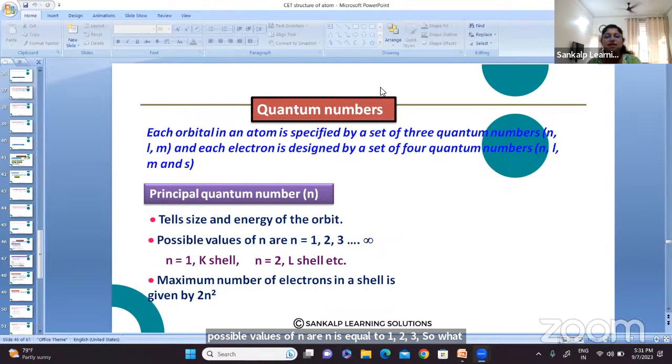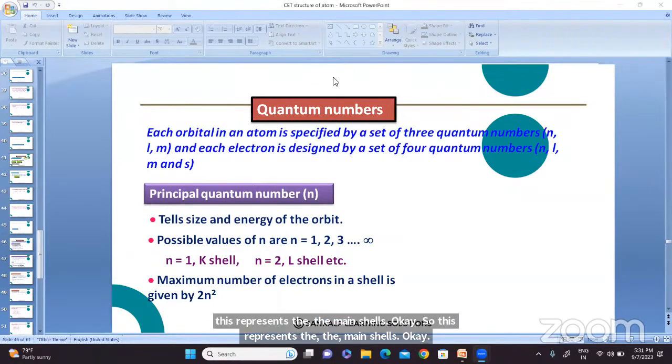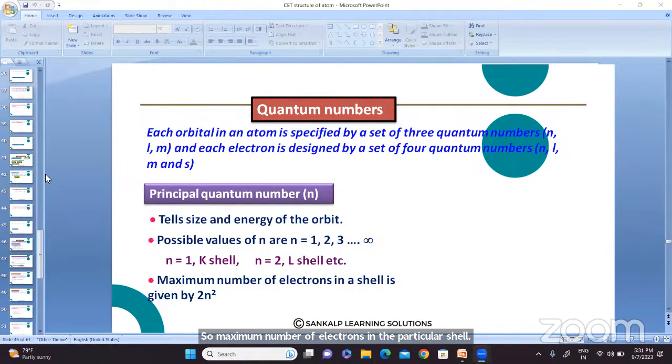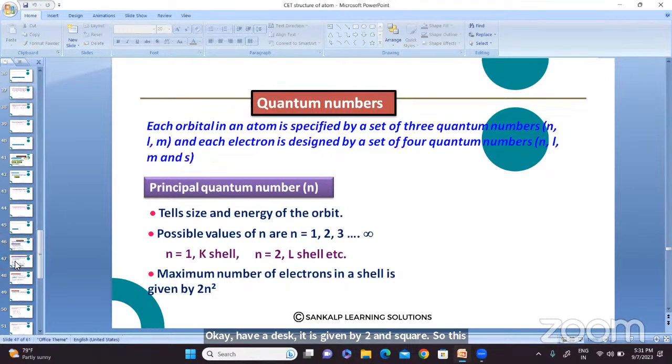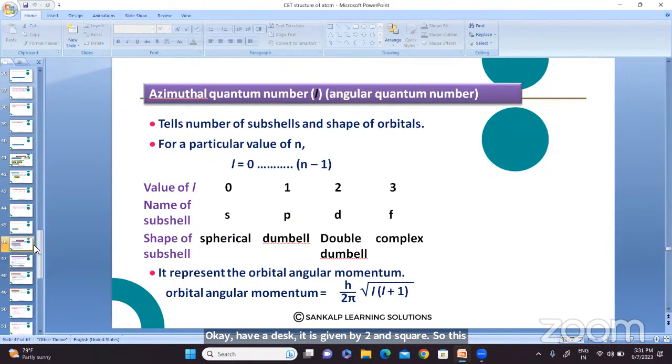When n is equal to 1, it represents your K shell, the main shell. Then n is equal to 2 represents the L shell, then M, N, etc. So these represent the main shells. The maximum number of electrons in a particular shell is given by 2n square. This is the formula to calculate the number of electrons in a particular shell.